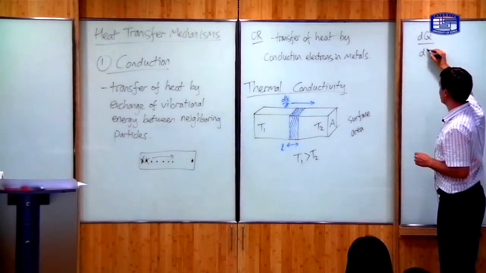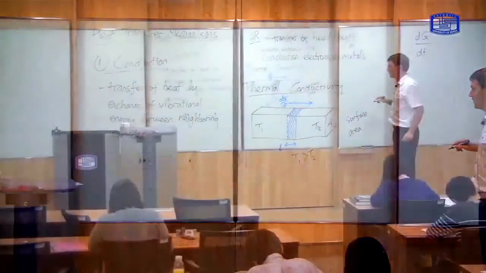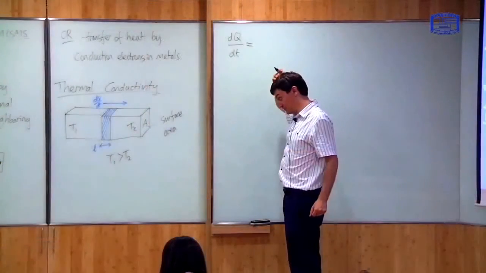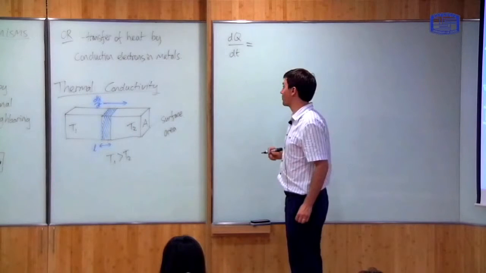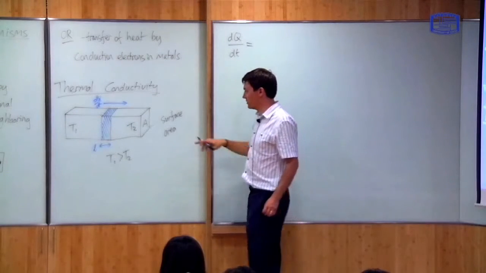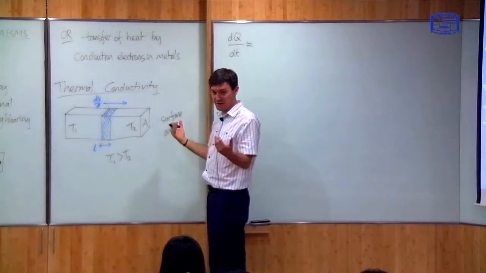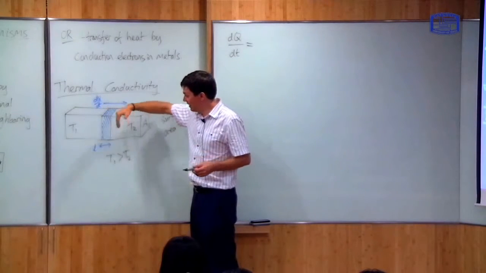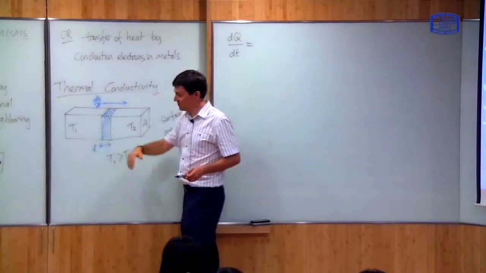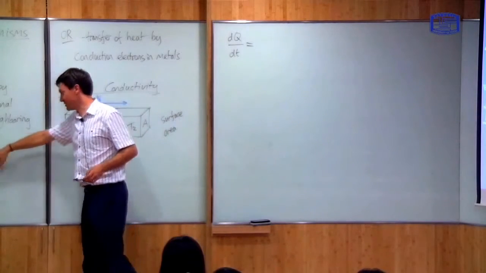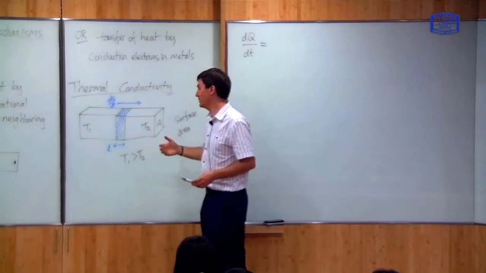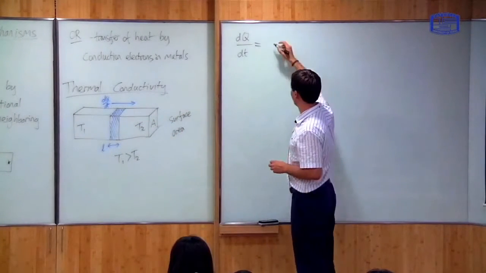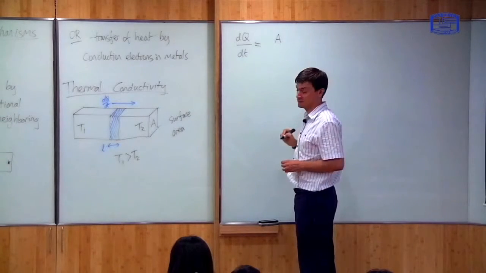So the equation is the following. The rate of heat flow in this system is, well, first of all, the area. If I double the area, then it will double the rate of heat flow. If I double the area, I double the number of atoms through which the vibrational energy can be transferred, for example. And therefore, we would expect that the heat flow should double. So firstly, it's proportional to the area.